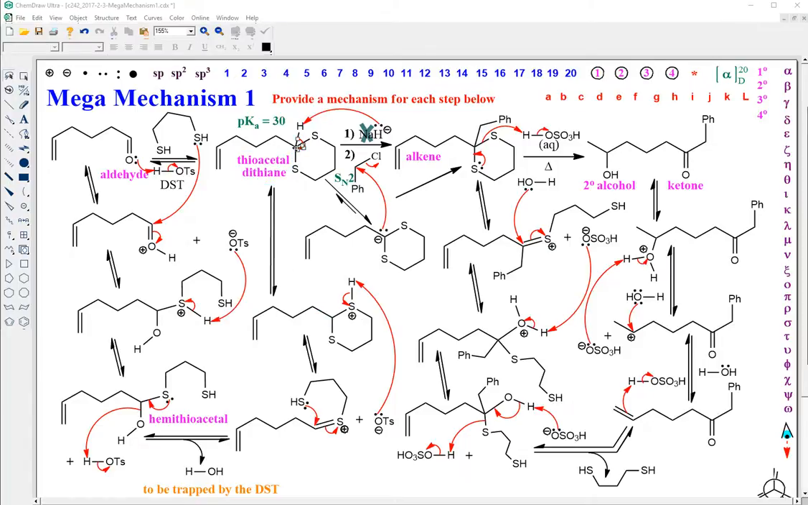A thioacetal from an aldehyde has a pKa of 30. It can be deprotonated using a strong base. This generates a carbanion nucleophile, which can undergo an SN2 reaction with a suitable electrophile, yielding a new carbon-carbon bond right there. Deprotection of thioacetals and acetals is accomplished using sulfuric acid and water, or toluene sulfonic acid over here, and water.